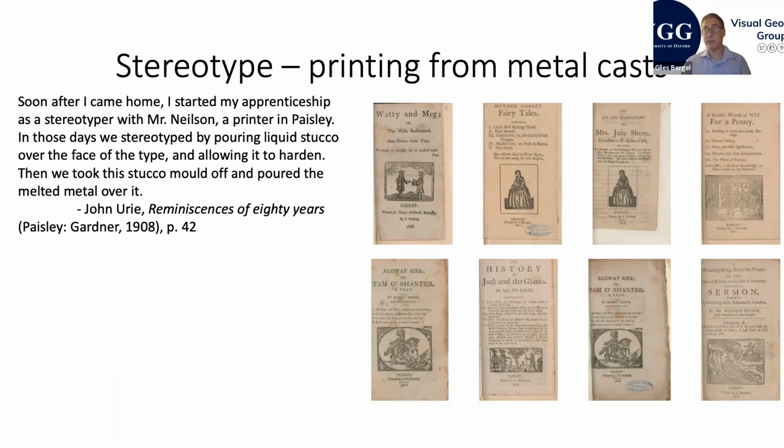Stucco is used in this case. Later on, they use plaster of Paris, also known as flong. And here, it's not just the illustration, but the entire page that is being stereotyped. Now, I don't know if any of these Nielsen chapbooks printed in Paisley on the right are stereotypes. The association with Urie would make that interesting. Some of them do look suspiciously good condition.